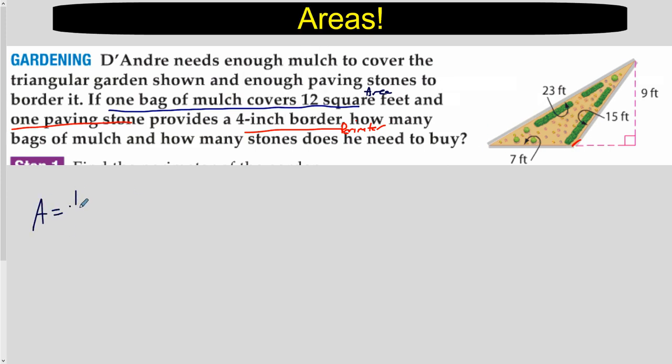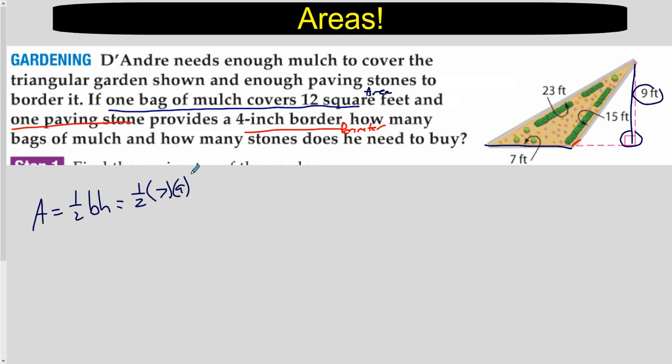So area is 1/2 base times height. We're going to keep the 1/2. I need a base. Well, the base could be 7 feet. Then I need a height. The height has to be perpendicular to the opposite corner, which means we have to come outside the triangle to get it. This is the height of the triangle. Perpendicular, meaning this right angle, from the base to the opposite vertex. Sometimes that'll be inside the triangle, sometimes it won't be.